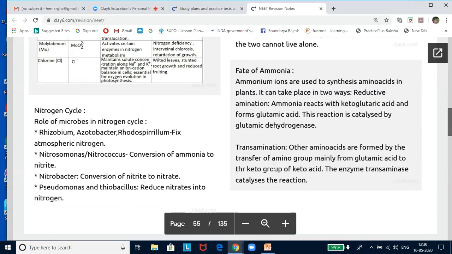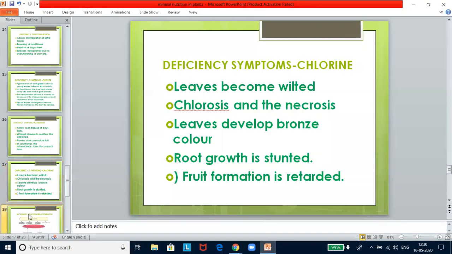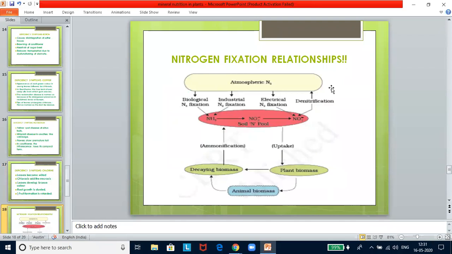In nature, lightning and ultraviolet radiation. So what are the different ways it is provided? In nature, you will find biological nitrogen fixation, industrial nitrogen fixation, and electrical nitrogen fixation. And finally, nitrogen is also returned back to the atmosphere through the denitrification process.